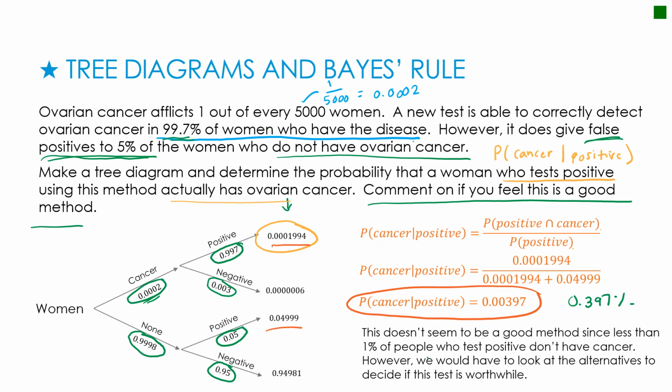So is it a good method? I don't know, because we might have to look at what the alternatives are. So if this is just a first step, yeah, maybe this is a really good thing to do, and then the next step would be to do a biopsy, etc. So again, use a little bit of common sense here, but this number is astoundingly low. It means that assuming someone tested positive, only 0.397, so less than 1%, actually have cancer.